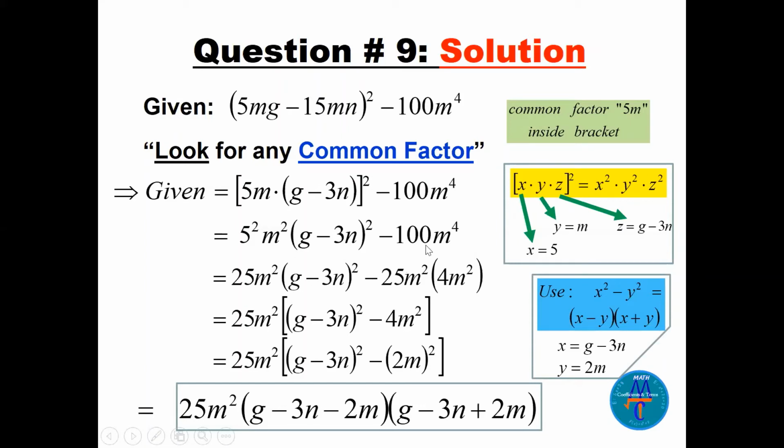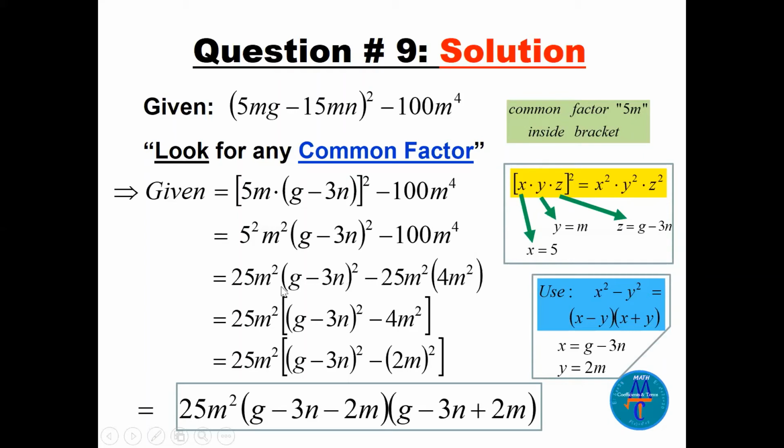Now the 100 m squared, I have to make the same term here, 25 m squared times 4 m squared. So I split the 100 into 25 times 4 and m power 4 into m squared. Now I have another common factor here, you see?